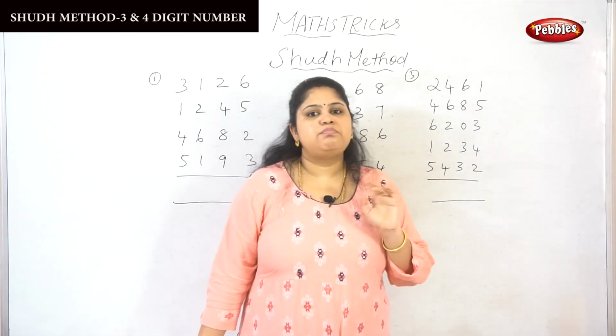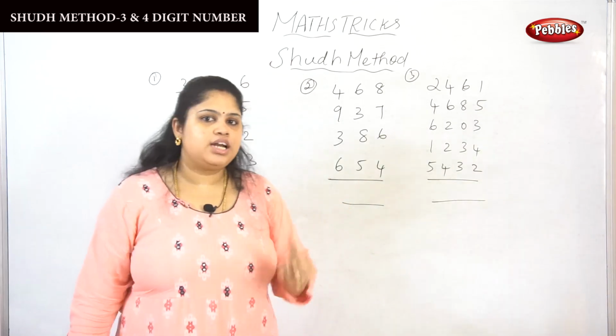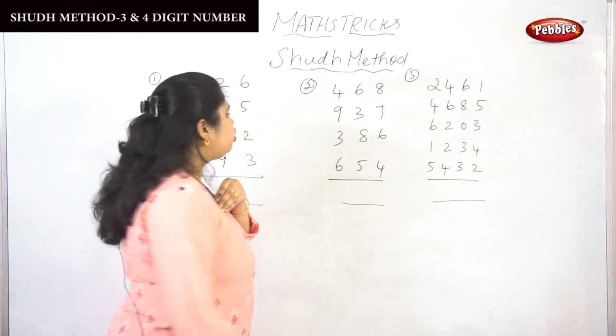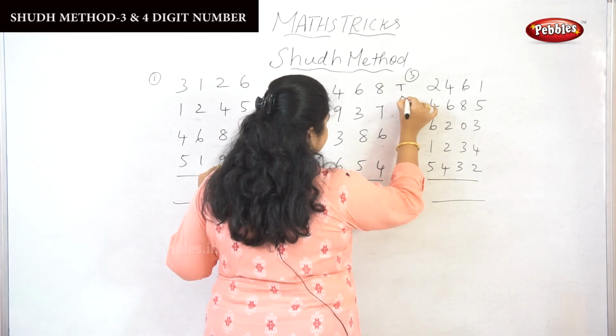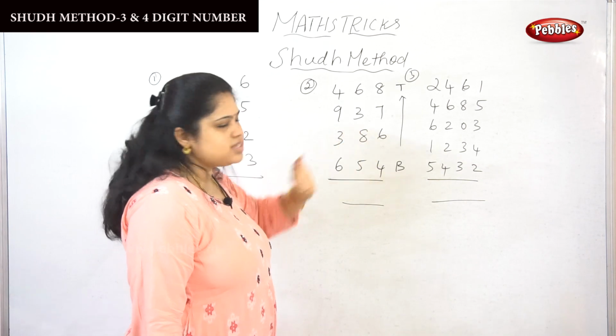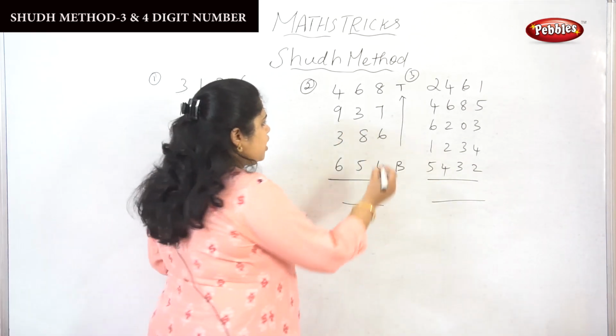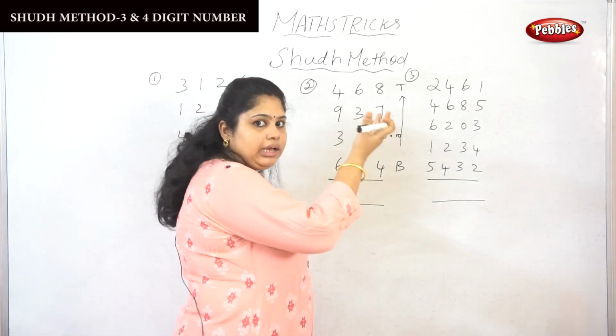What is the very basic rule in the Sooth method? We want to perform the addition from the bottom to top, isn't it? From the bottom to top. Don't forget it. So listen here, 4 and 6. 4 and 6 is 10. So I am going to drop the 10 here. So there is no number to take as a carry.